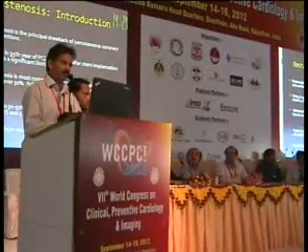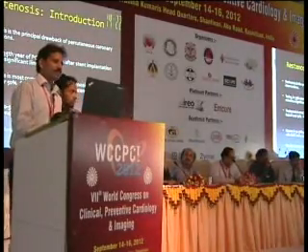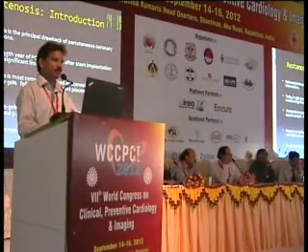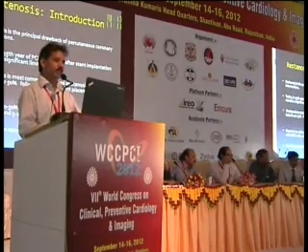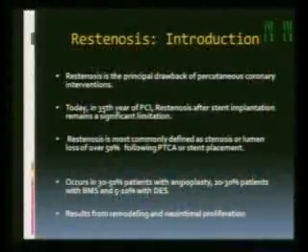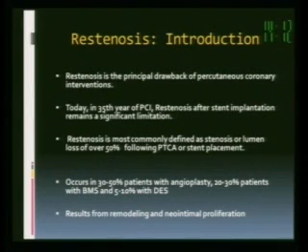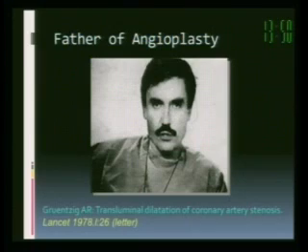Respected chairpersons and dear colleagues, restenosis is the principal drawback of percutaneous coronary interventions. Today, in the 35th year of PCI, restenosis after stent implantation remains a significant limitation. It is most commonly defined as stenosis or lumen loss of over 50% following PTCA or stent placement. It occurs in 30 to 50% of patients with angioplasty, 20 to 30% of patients with BMS implantation, and 5 to 10% of patients with drug-eluting stent implantation. It results from remodeling and neointimal proliferation.